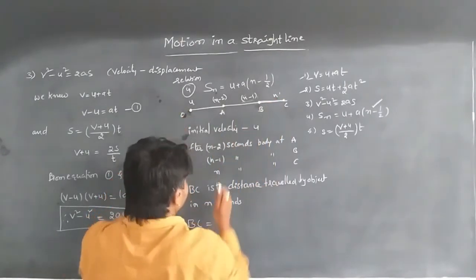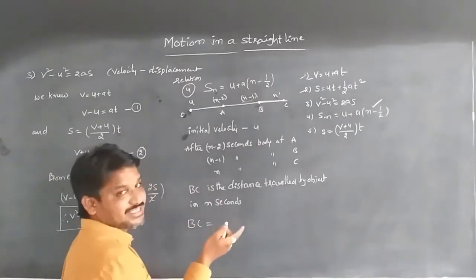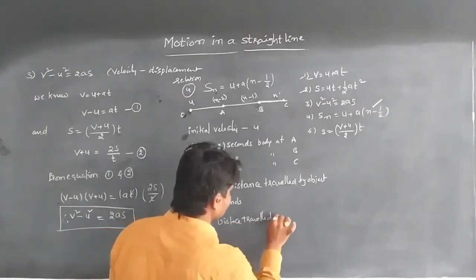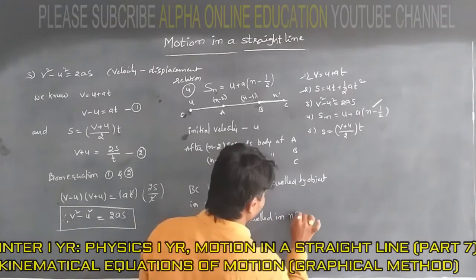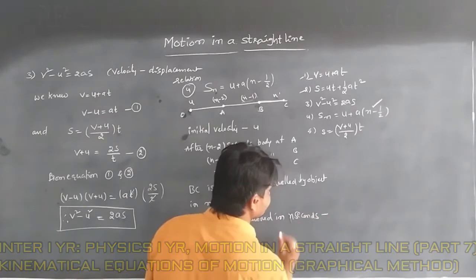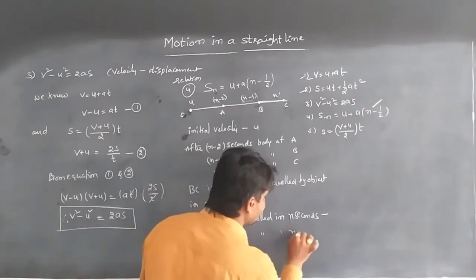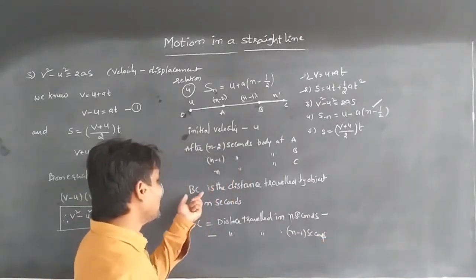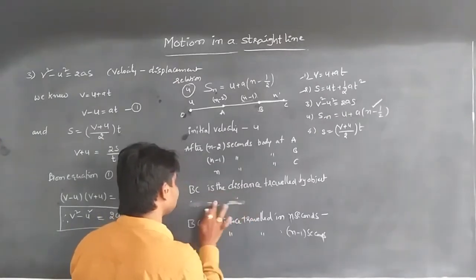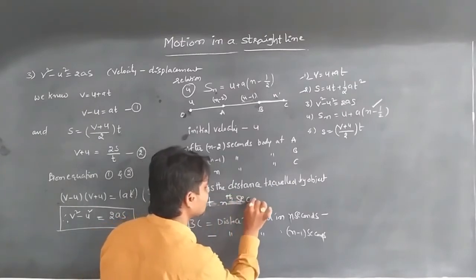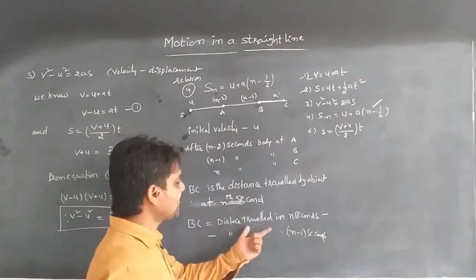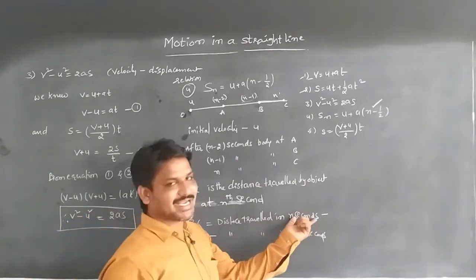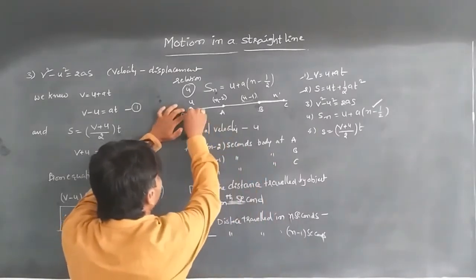So that's why we are deducting that, so then we can get the distance at nth second, that is distance traveled in n seconds minus distance traveled in n minus 1 seconds. That means, don't be confused, BC is the distance traveled by an object at nth second. Then the distance traveled in n seconds is the total distance. So that's why we are writing that BC is equal to distance traveled in n seconds minus distance traveled in n minus 1 seconds.